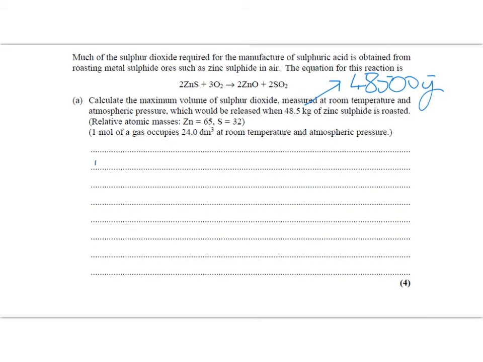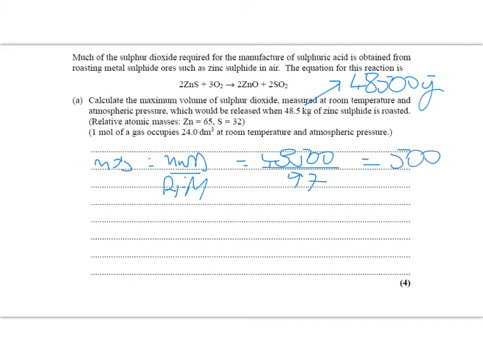So moles, if we're dealing with mass, moles equals mass over RFM, and the mass is 48,500, and the RFM is the atomic masses of zinc sulfide added together. So zinc, they've told you, is 65, sulfur, they've told you, is 32, so 65 and 32 added together is 97. So 48,500 divided by 97 equals 500. And hopefully you're doing this alongside a calculator. And we'll then work out the moles.